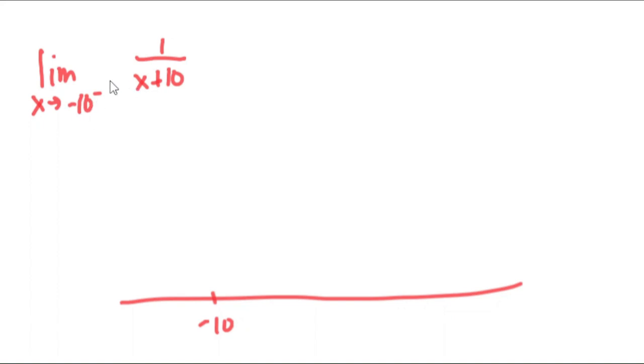If we plugged in like -10.0001, well, -10.0001 plus 10 would be -0.0001. So what's 1 over -0.0001? It'd be a really huge negative number. So it looks like our answer is going to be -infinity.